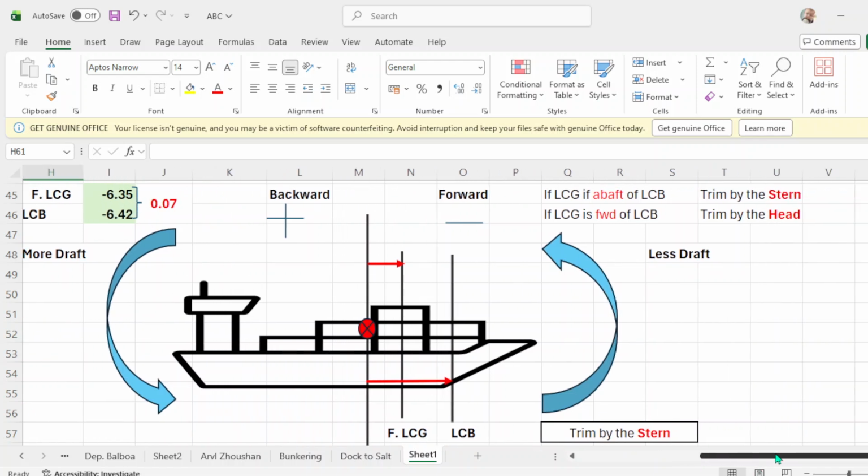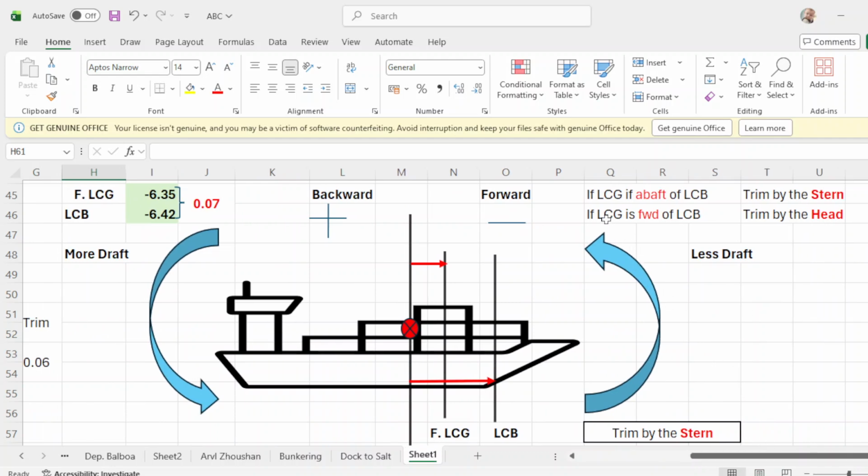The rule is, it says here, if LCG is above or behind LCB, then you are trimmed by the stern. So with this figure, you would only analyze that final LCG is behind of LCB. So that's why you are trimmed by the stern, because if LCG is above or behind of LCB, then you are trimmed by the stern. Okay.